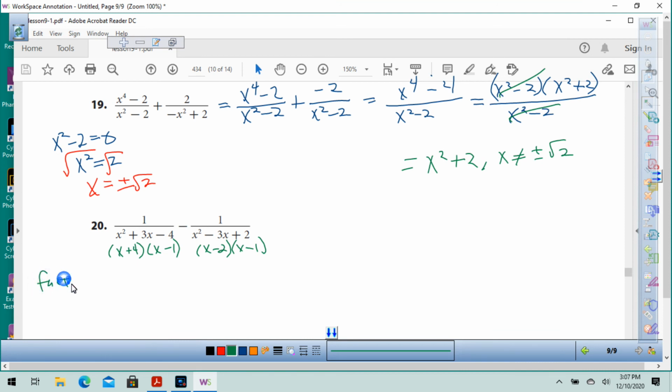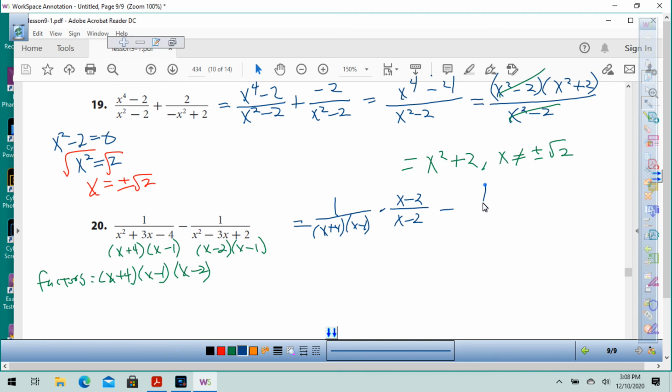So what are my factors? My factors are, what do we got? We got x plus 4 times x minus 1 times x minus 2. Those are my factors. So what am I going to do? All right. Equals, and then I got 1 over, and this is, I'm going to do x plus 4 times x minus 1, and I'm going to multiply that by, well, what is that missing? It's missing x minus 2. So I got x minus 2 over x minus 2.